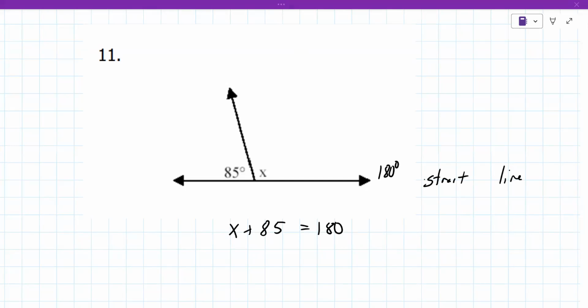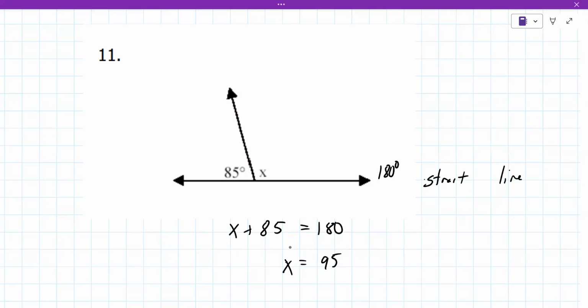So what would the measure of angle X be? 95. Yes. Okay. All right, so not too bad, right?